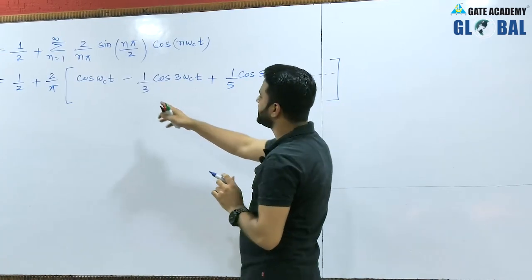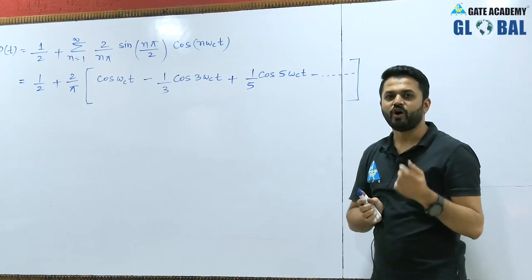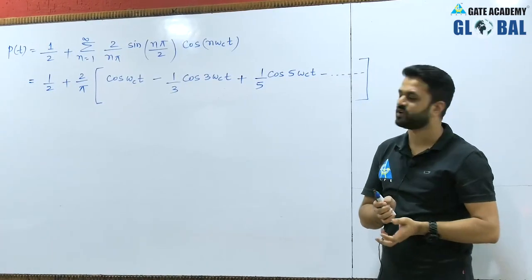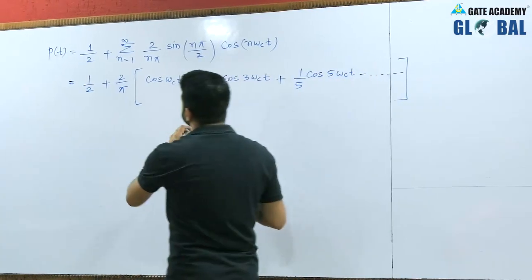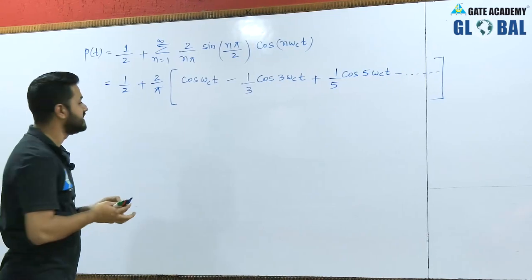So we are getting alternate positive and negative terms and only the odd harmonics. Odd harmonics means the frequency is fc and the odd multiples of that frequency fc. So this is the signal which is denoted by p of t.